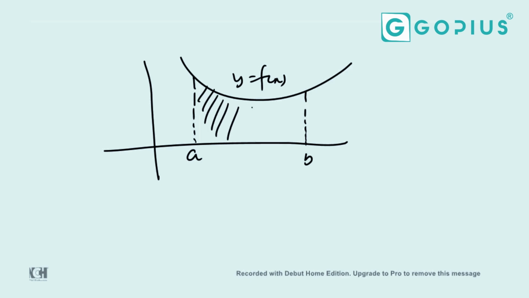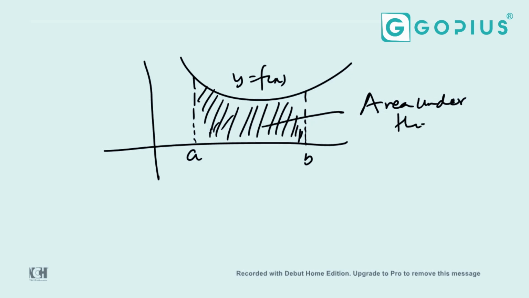Now the examiner wants you to find the area under this curve, bounded by the 2 points A and B. So this is called the area under the curve. When an examiner wants you to find the area under the curve, it's going to give you that curve and the 2 points that bound it.